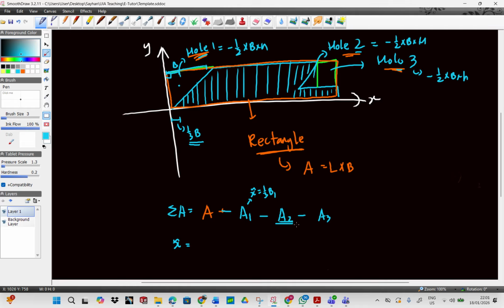Okay, how about x tilde for hole 2? Very simple. We have this arbitrary value x that starts from the origin to the start of the triangle hole right away, and we plus 2/3. Because the center is here, so 2/3 of the base. So your x tilde for triangle 2 is just x plus 2/3 of the base.